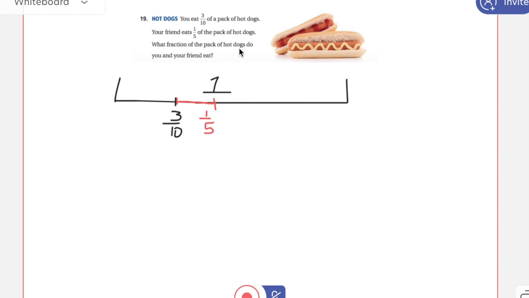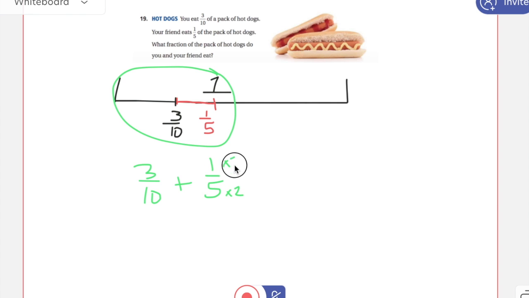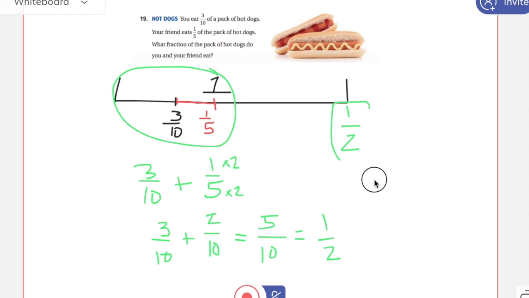What fraction of the pack of hot dogs do you and your friend eat? So you're going to have to use some addition here. I want to add together 3/10 plus 1/5. Have to find common denominators. So 3/10 plus 2/10 is going to give you 5/10, which I know is equal to 1/2. So you would say that you guys eat together 1/2 of the hot dogs.